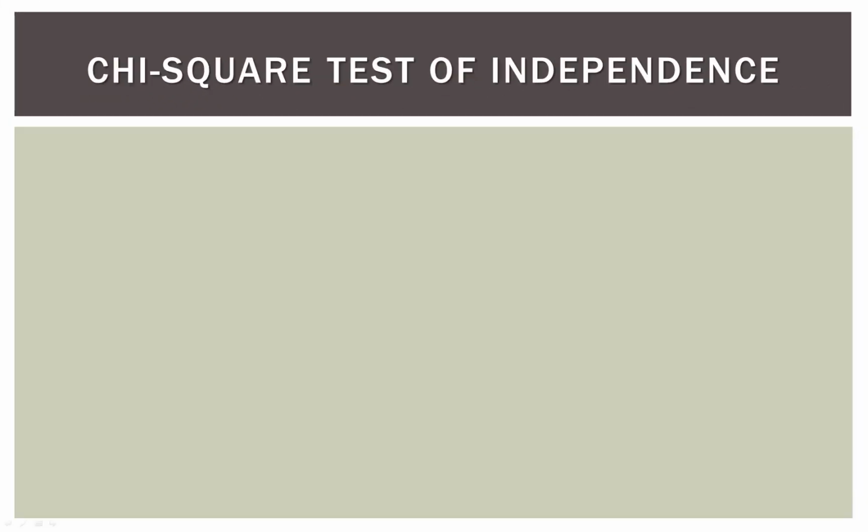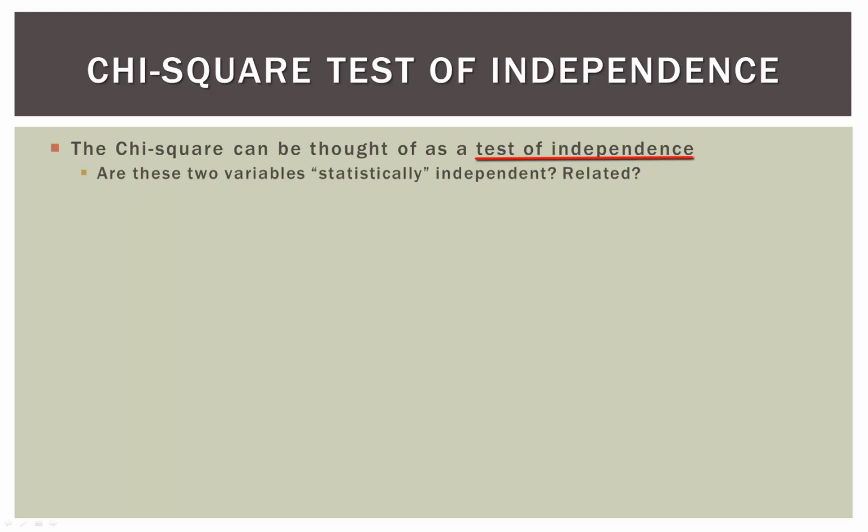Now here's just a quick review of the chi-square test of independence. Now if you want a more basic overview of chi-square, please refer to the previous video. The chi-square can be thought of as a test of independence. Are these two variables statistically independent, or are they related? Now it offers us nothing more than that. There's either a relationship or no relationship. We're not trying to figure out what that relationship is or describe it or anything like that. We are just using the chi-square to determine if there is a relationship or not.